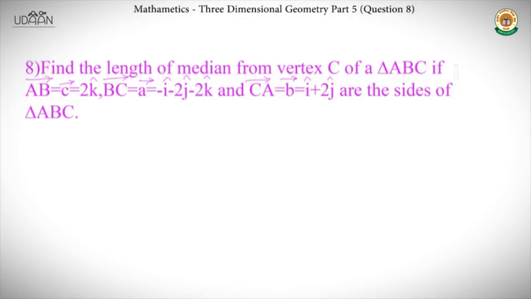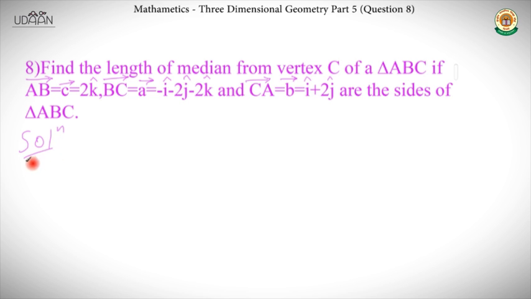We now move to problem number 8, which states: find the length of the median from vertex C of a triangle ABC if the AB vector is given to be 2k cap, the BC vector is minus i cap minus 2j cap minus 2k cap, and the CA vector is i cap plus 2j cap, where these denote the sides of the triangle ABC. So let's see how we'll tackle these kinds of problems. Let's move on to the solution.